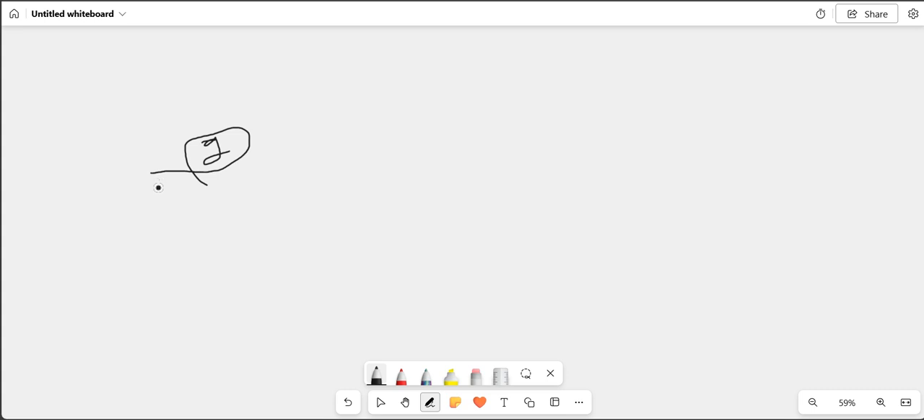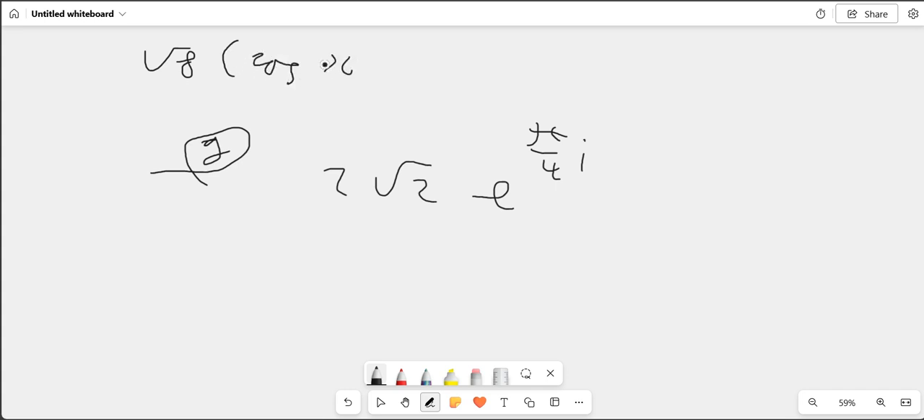So this one's easy already. It's root 8, yeah? Root 8 is just 2 root 2. That's r, and then the angle is just pi over 4. Because whenever you go in this form, root 8 cos pi over 4 plus i sine pi over 4, you can write it in the exponential form as well. So that's just r, root 8 is 2 root 2, and then the angle is just pi over 4, yeah.